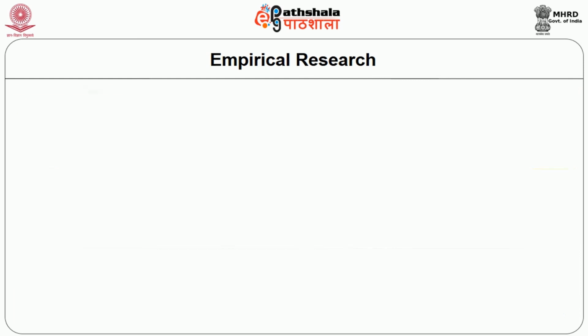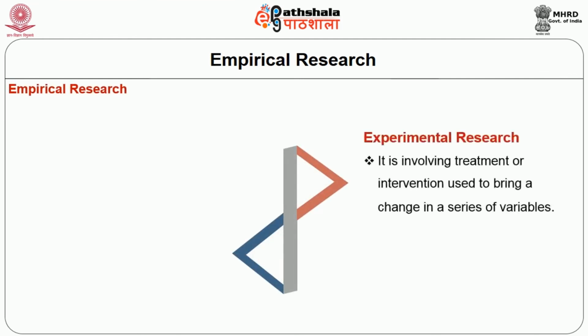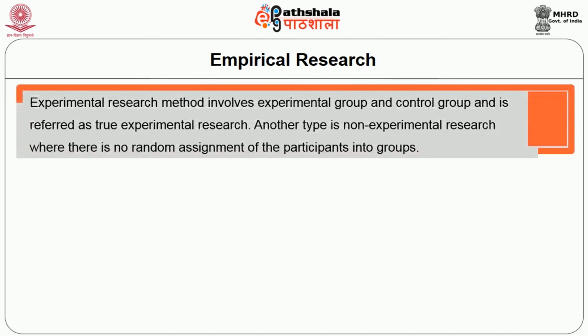Two main types of empirical research are experimental research involving treatment or intervention used to bring a change in a series of variables, and non-experimental research where the participants are observed without any experimental intervention. Experimental research method involves experimental group and control group and is referred to as true experimental research. Another type is non-experimental research where there is no random assignment of the participants into groups.